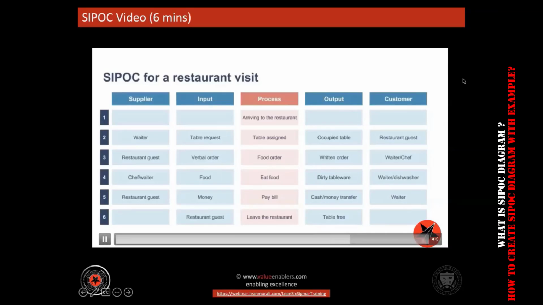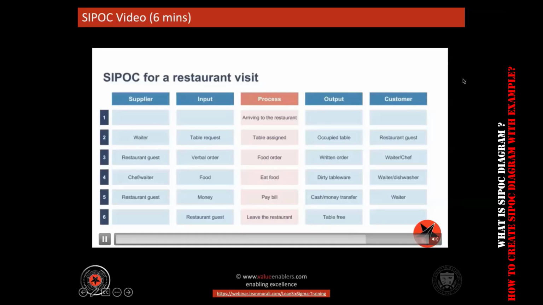And then the next step is getting assigned to a table, and here the supplier is the waiter, the input is the table request, the process is the table assigned, the output is an occupied table, and the customer is the restaurant guest, because they are the one receiving the table.